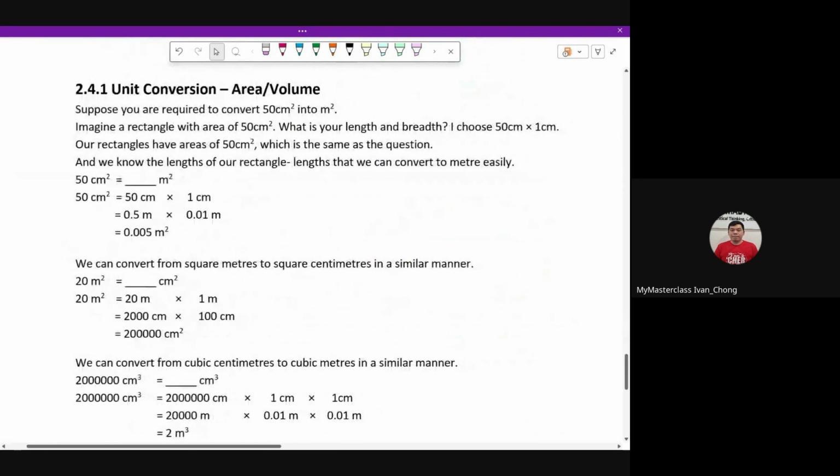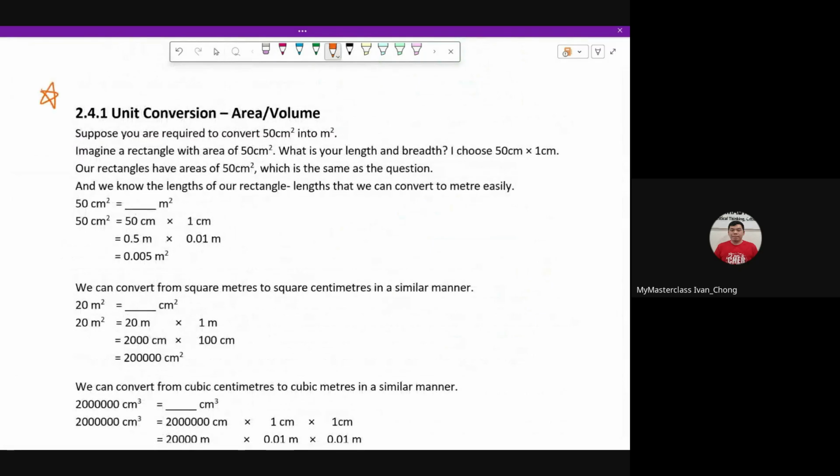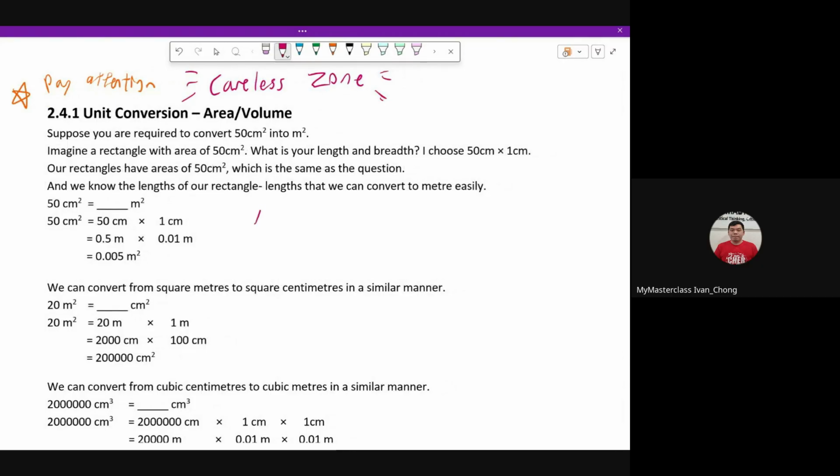Okay, so next one, where you guys will need to pay attention. This is what we call the careless mistake zone. This part is very, very easy to make careless mistakes. So you need to first identify area. This is your area A. So if your area is 50 cm squared, what this is saying is 50 times 1 cm squared. And what is 1 cm squared? It is 1 cm, the whole thing, squared.